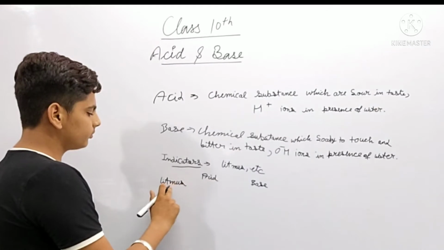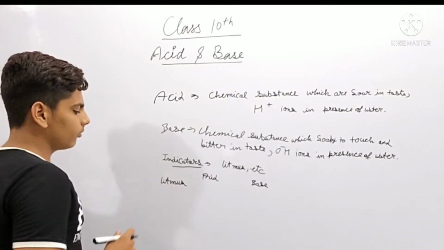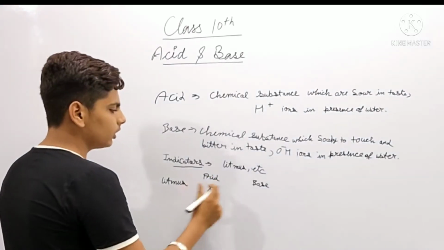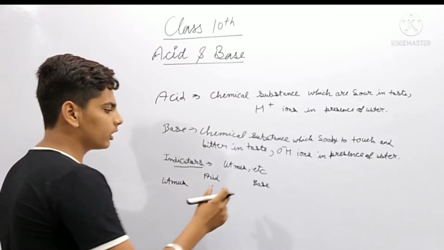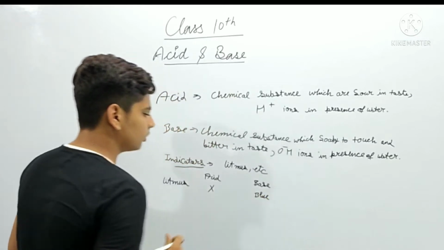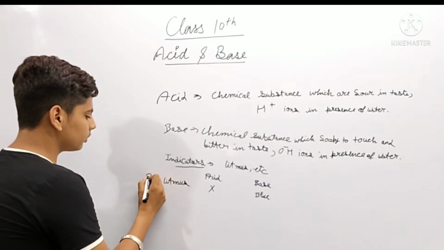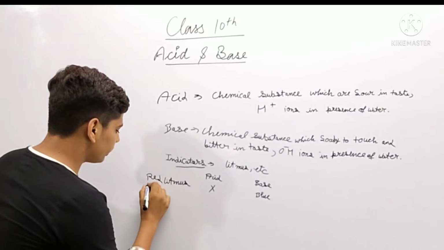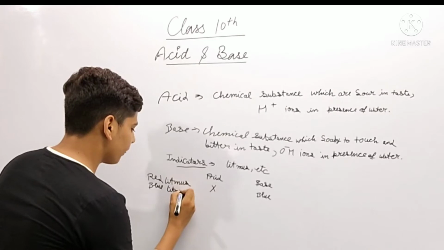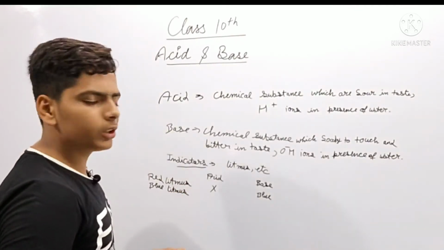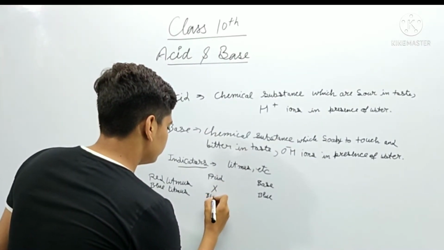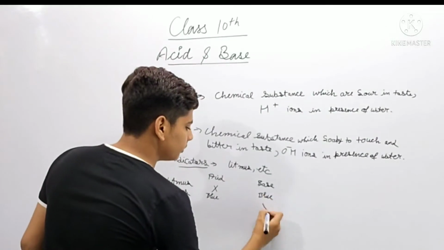Litmus. When we take the red litmus, in acid there is no change, but the red litmus changes color in base. It changes into blue color. This is the case of red litmus paper. In case of blue litmus paper, there is a change in acid. It changes into red, and there is no change in base.